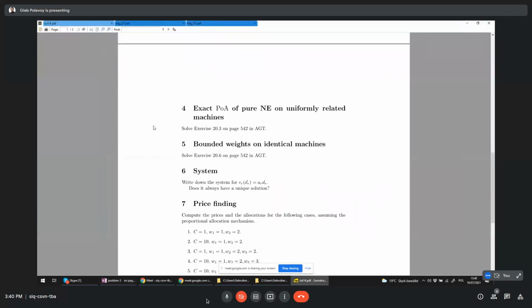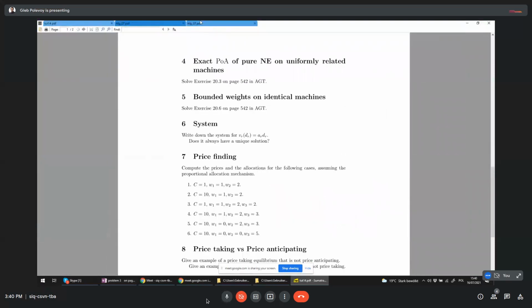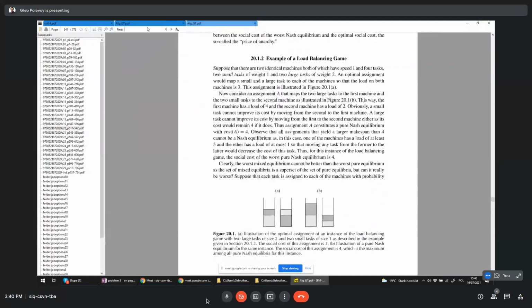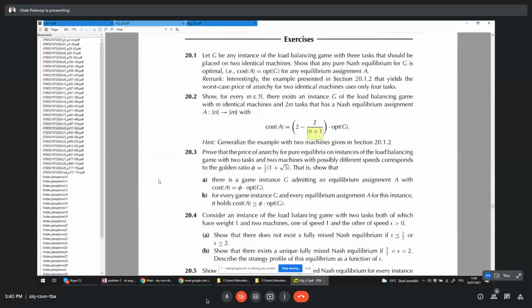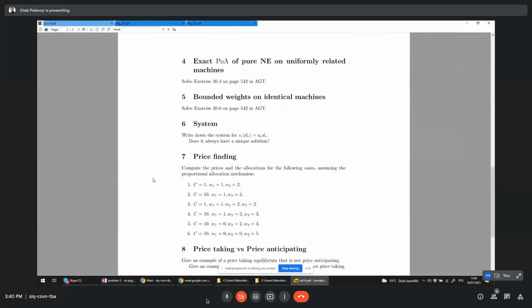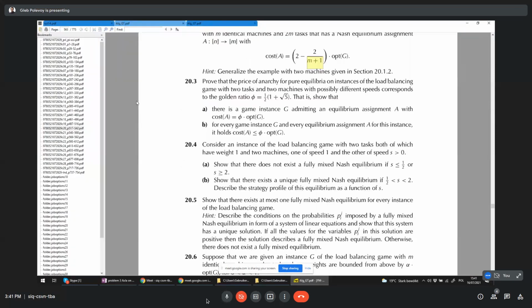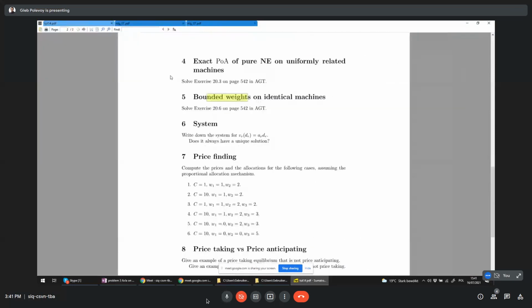Let's see what we solve now. It's a nice exercise, but let's leave it for now. Yet another exercise. Let's leave it for now. Okay, that's actually maybe something we can do quickly. So exercise 5, problem 5, exercise 26, 20.6.